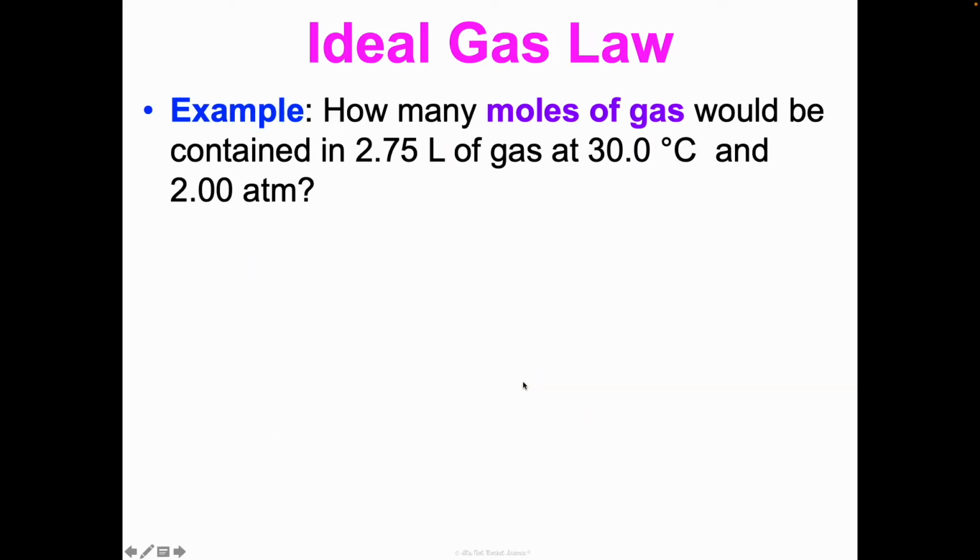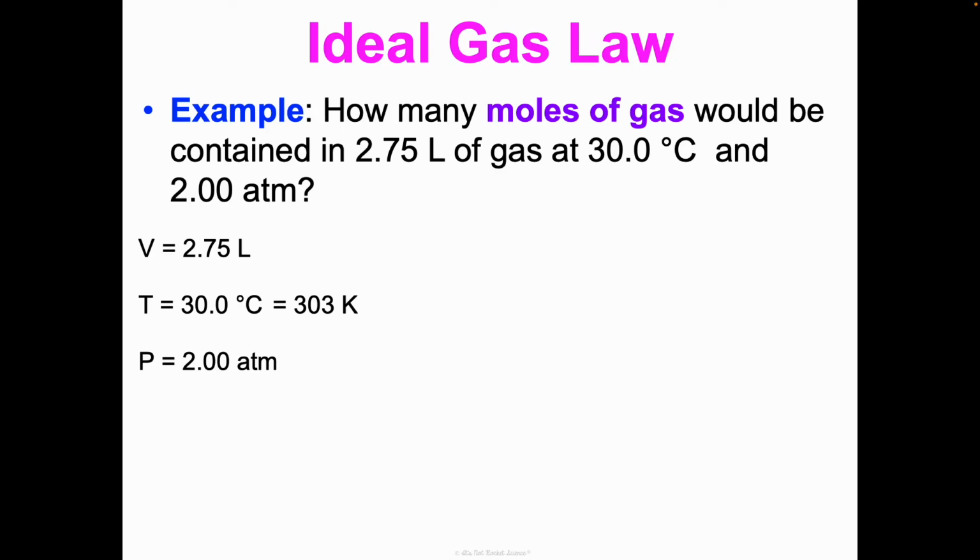All right, first, how many moles of gas would be contained in 2.75 liters of gas at 30 degrees Celsius and 2.00 atm? Well, we have a volume of 2.75 liters. We have a temperature of 30 degrees Celsius. Now, pause. We know in any equation we can't use that. It's got to be Kelvin. So just go ahead and add your 273. That's 303 Kelvin. All right, now we can move on.